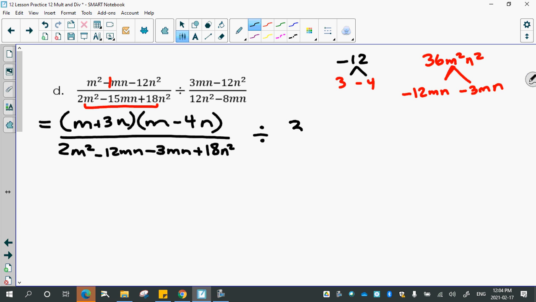Well, I know there's a common factor of 3 because 3 goes into 12. There's not an n in both of them, but there is an n in both of them. And the smallest exponent is just plain n. So then I want to divide 3mn by 3n, giving me m. Negative 12n squared divided by 3n is negative 4n.